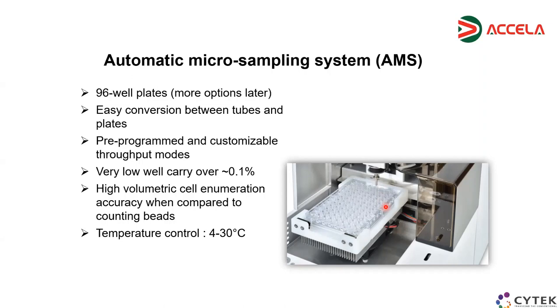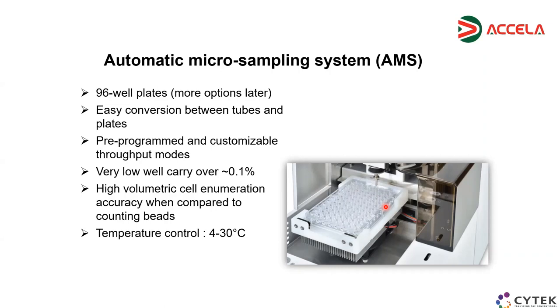So when I buy the instrument, this 96-well plate loader is kind of default. It's not default. It depends if you select this in the extra catalog. But if you don't buy the autosampler, there is the standard manual port for standard FACS tubes, 5 milliliter. And exactly, there is easy conversion between tubes and plates. Then we don't have to call the service, so we can switch from tube to plate at the beginning of the instrument.